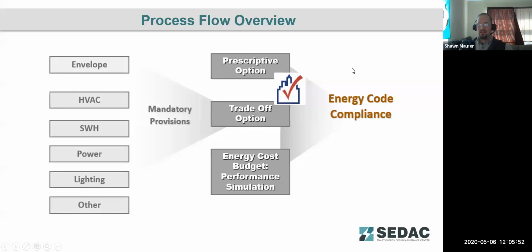COMcheck is a prescriptive and UA trade-off compliance path option for energy code compliance. It does not have the ability to do performance simulation or any of the other compliance paths. And most commonly, it is used for doing UA trade-offs for different assemblies within the building.